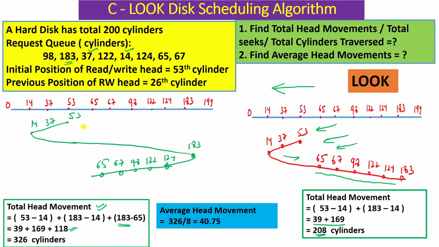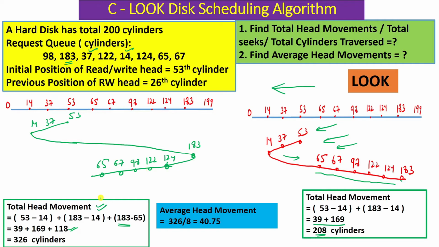If you have watched my video of the C-SCAN algorithm, you can see that in that video we were going from 53 to 0, then 0 to 199, and then from 199 we were going to 65. So in C-SCAN we were going to the last cylinders, that is the end cylinders. But in C-LOOK, we are not going to the end cylinders. We are just going to those cylinders which are actually present in my request queue.